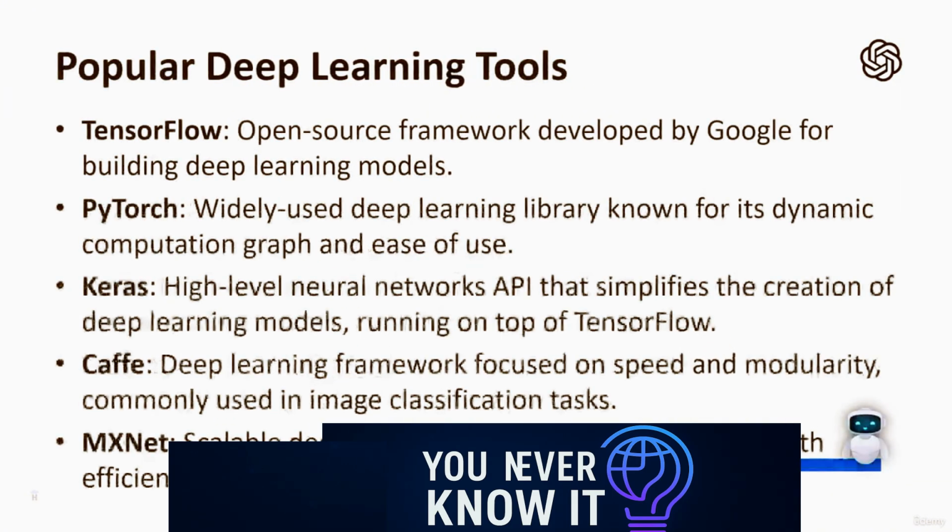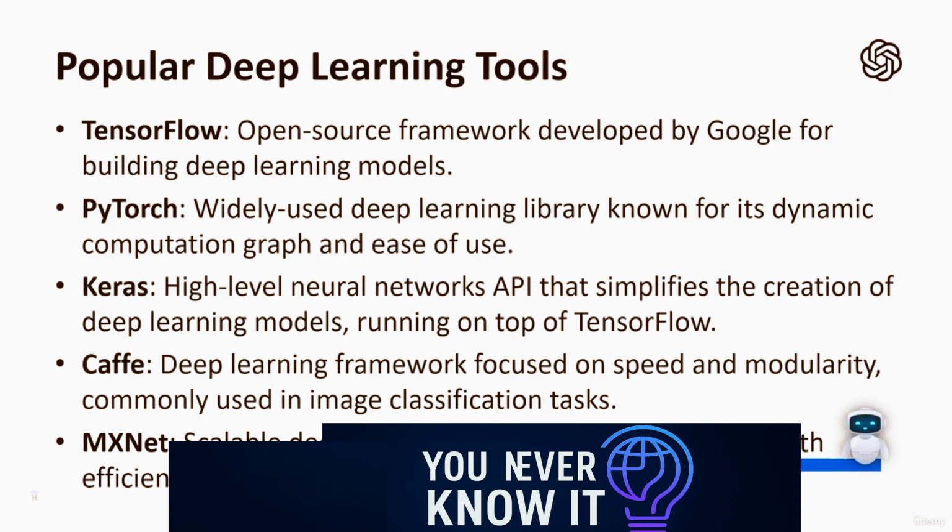So, the popular tools we are going to discuss for deep learning. TensorFlow: open source, developed by Google for building deep learning models. PyTorch: a widely used deep learning library, known for its dynamic computation graphs. Keras: a high-level neural networks API, application programming interface, that simplifies the creation of deep learning models, running on top of TensorFlow.